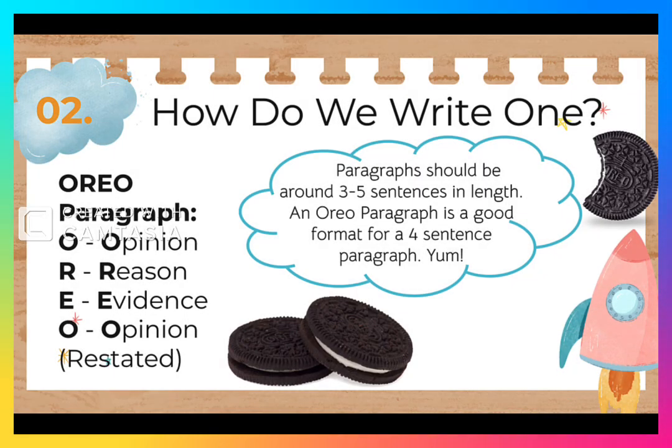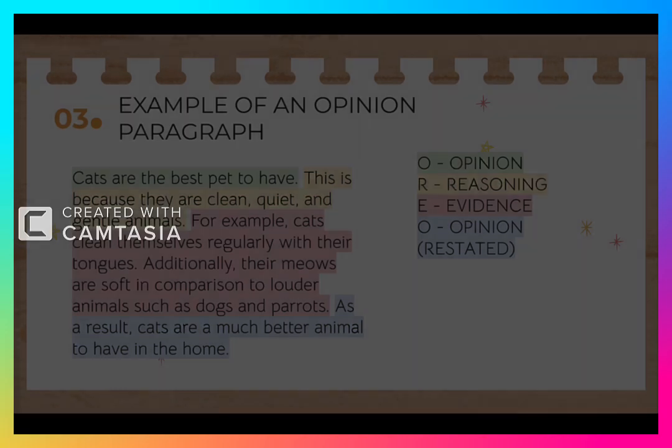So we delve into how do we write one. We give students the Oreo paragraph writing method, which is opinion, reasoning, evidence, and opinion restated, which is like an Oreo cookie. So these paragraphs will be 3 to 5 sentences in length, which is fun for the students.